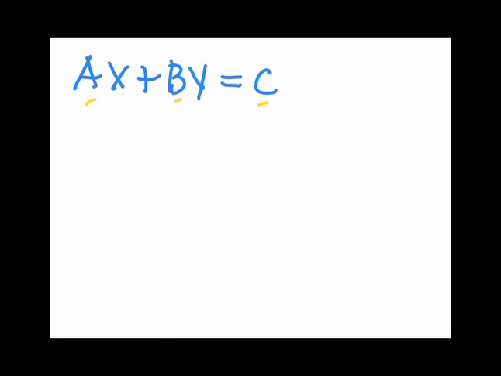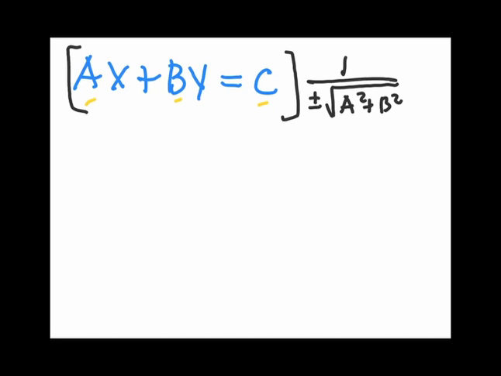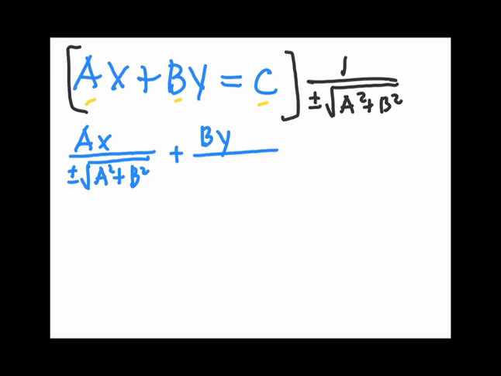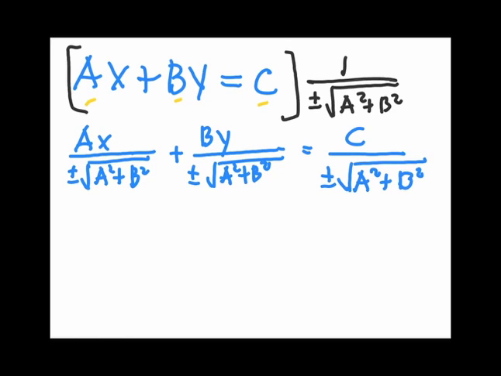Now, multiplying both sides by this quantity, one all over the positive and negative roots of this radical, where this is the square root of a squared plus b squared, we will have ax all over this radical plus by all over the same radical is equal to c all over that radical, the positive and negative square root of the quantity a squared plus b squared.